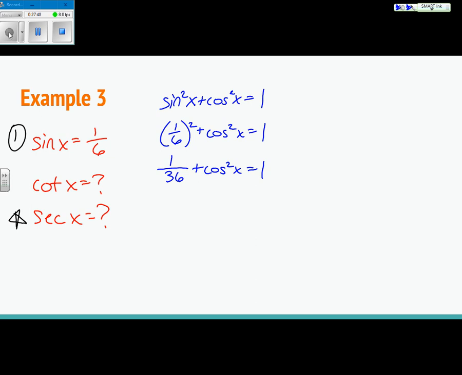Okay, now I'm trying to solve this down for cosine. So I'm going to make it so that this 1 has a common denominator. Okay, so whenever I subtract off that 1/36, it's just 36 minus 1, which gives me 35/36. Take the square root, assume just for now that it is positive, and I get the square root of 35 over 6.